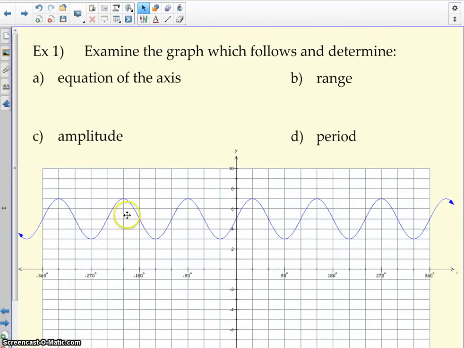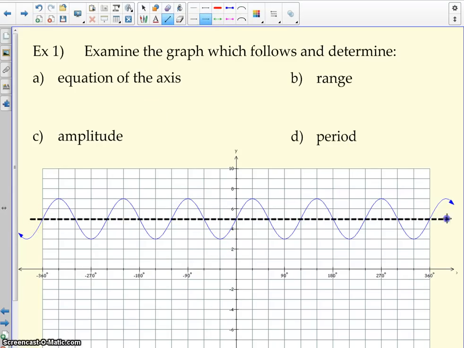Okay, so if I want to start with the axis, there's two things I could do. If I have the graph, I can eyeball it. On the graph, it's going to be halfway between my maximum and minimum. My maximum is at 7. My minimum value is at 3. So halfway between, I can even count up, will be at 5. If I want to, I can even draw my axis on here. It's going to be at y equals 5.